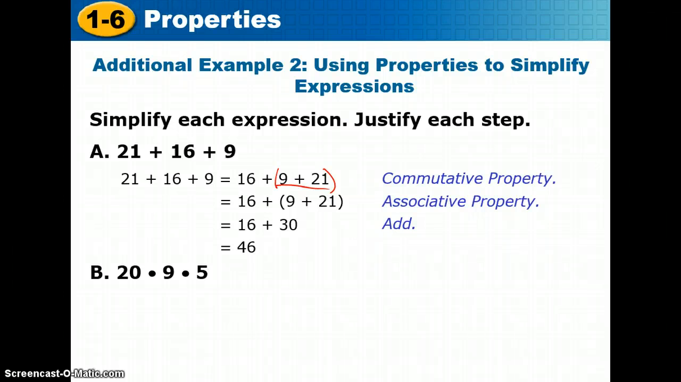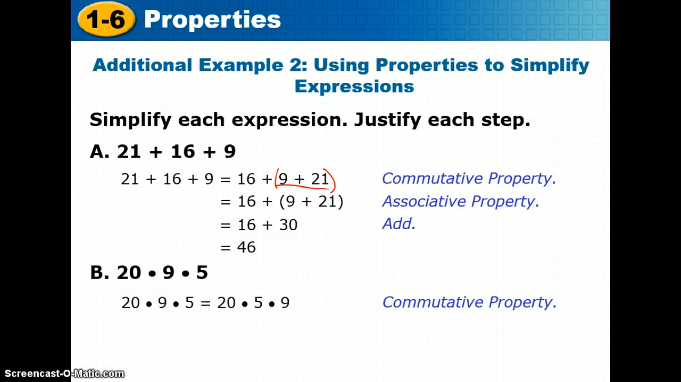Let's look at example B. I have 20 times 9 times 5, and if I do 20 times 9 and then multiply that by 5, I might not be able to get the answer in my head as easily as if I were to switch the order of these numbers. And when I switch the order, I'm using the commutative property. Now, I can also use the associative property if I choose to multiply 5 and 9. Although I would probably use the associative property or just the order of operations to multiply 20 times 5 first to give me 100, and then 100 times 9 to get 900.